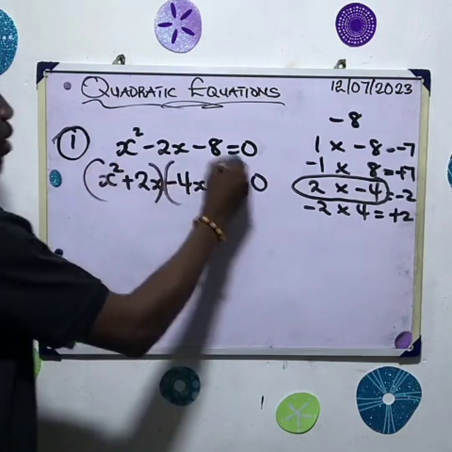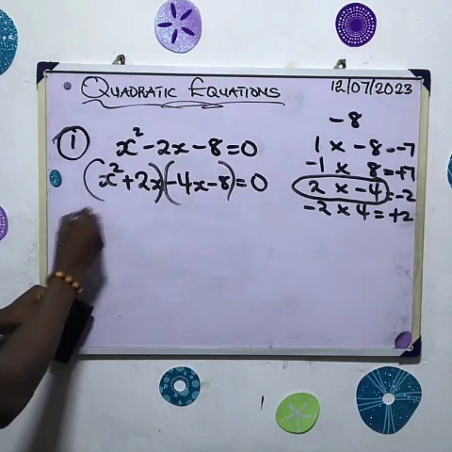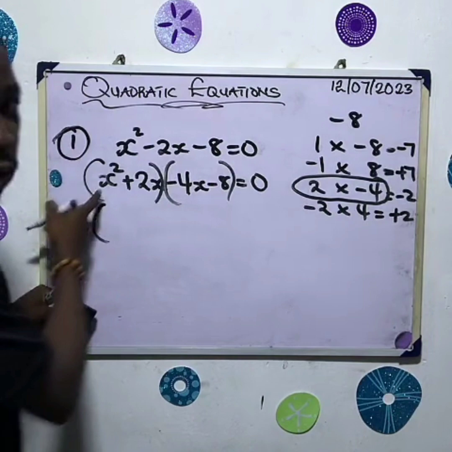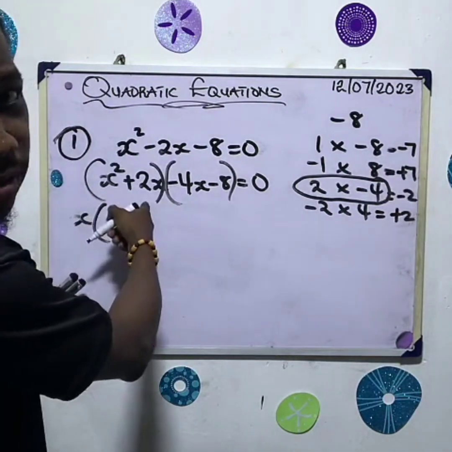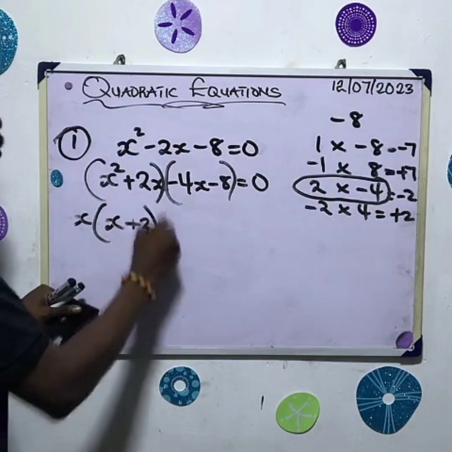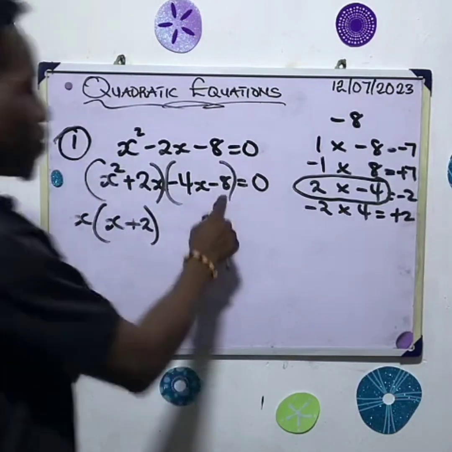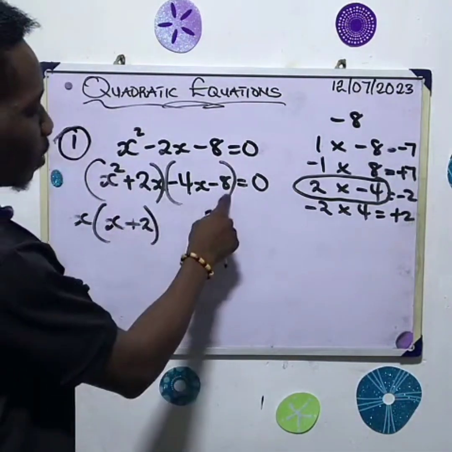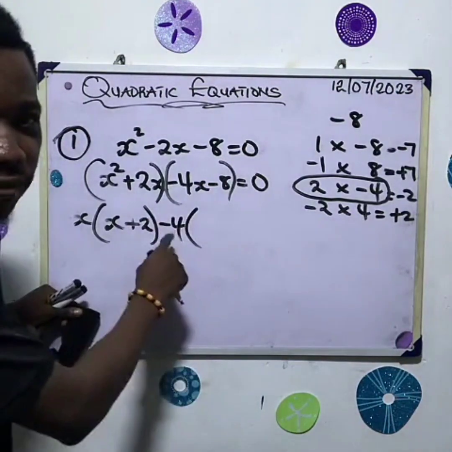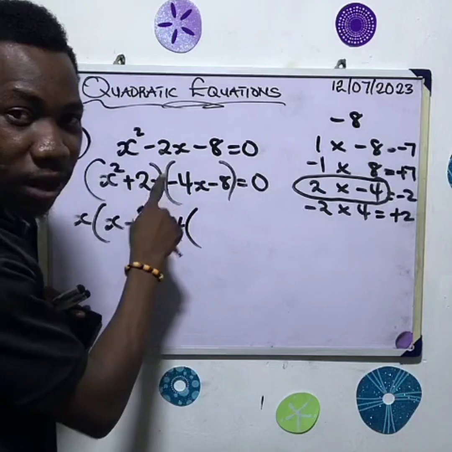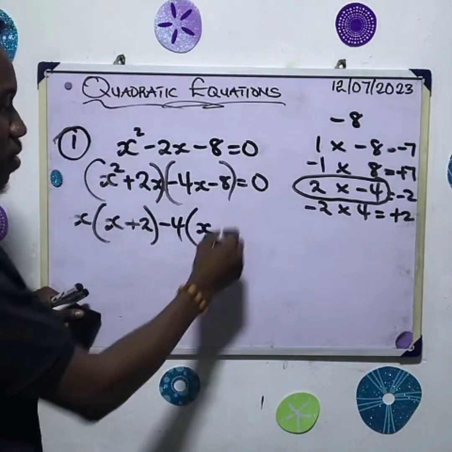So group and group. Common factor x. So x into bracket. X times what will give us x squared? X times x. X times what will give us 2x? X times 2. So that's that with that one. Then we come over here. We have minus 4x minus 8. So minus 4 is common. So we have minus 4 into bracket. Minus 4 times what will give us minus 4x? x. Minus 4 times what will give us minus 8? It has to be plus.